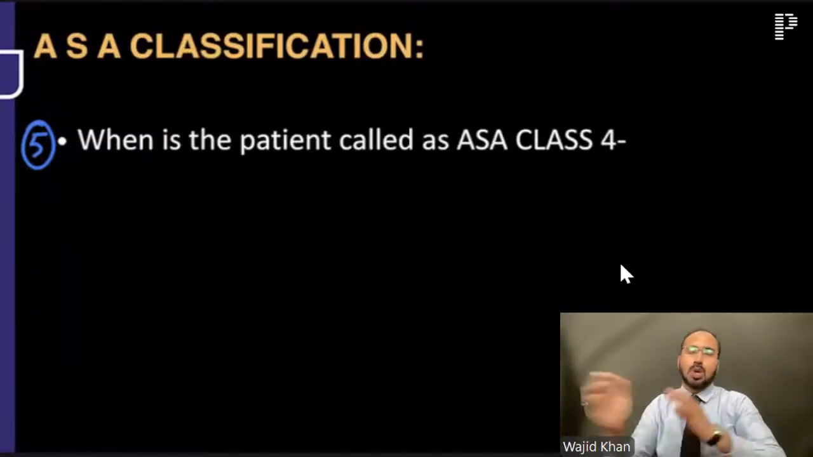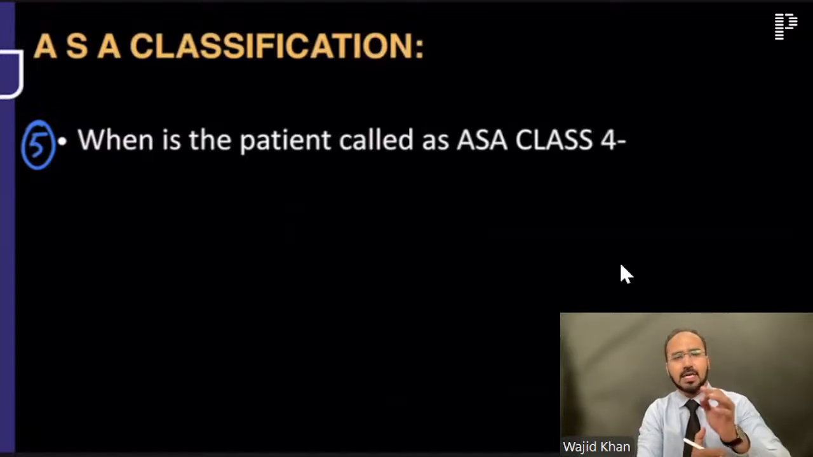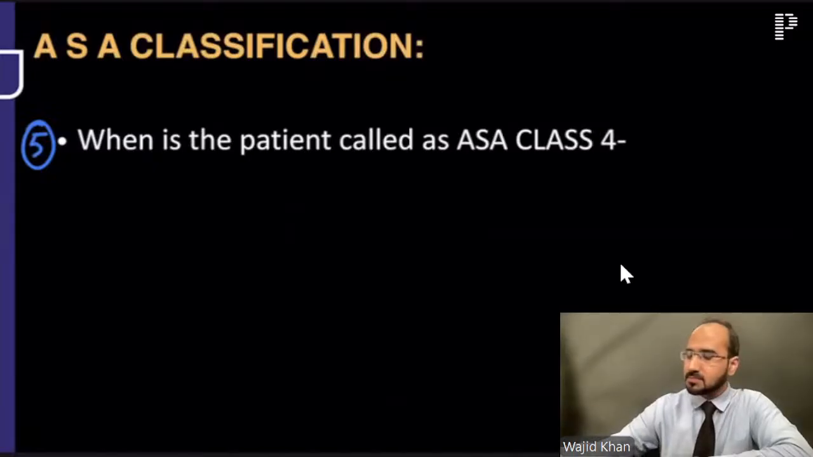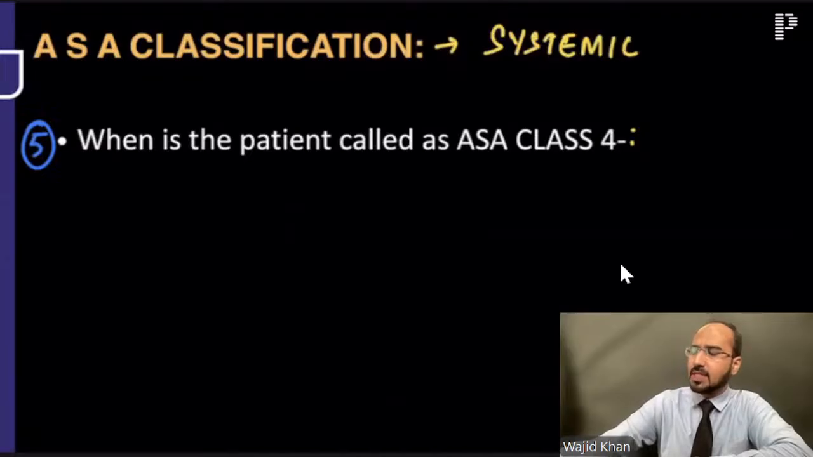Now guys, you have done your PAC. Now you are giving a certificate to the patient that you are healthy enough to go under surgery, to go under anesthesia. That certification is called the ASA certification. Now, according to the ASA, when is the patient called ASA class 4, guys? Which patient is called ASA class 4? First of all, we need to understand what ASA class 1 is. ASA certification depends upon the systemic illness the patient is suffering with.